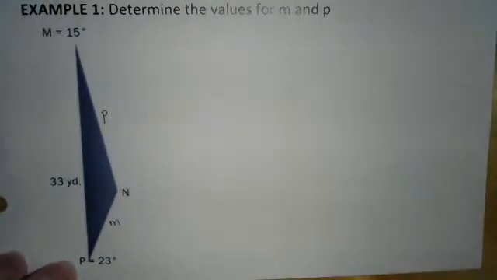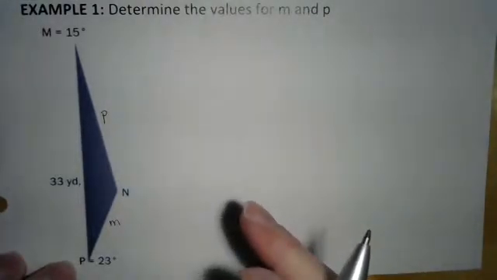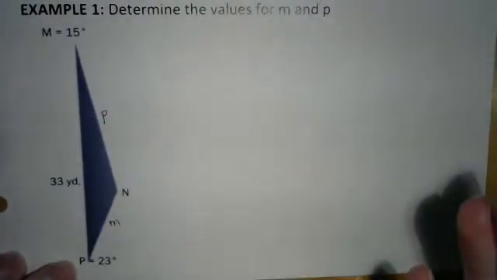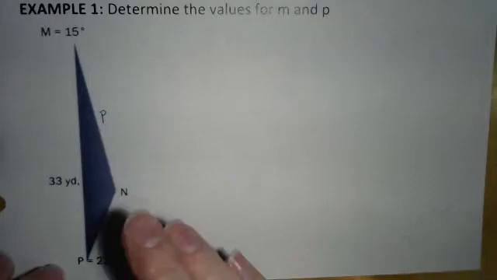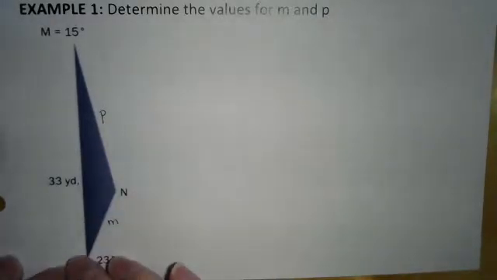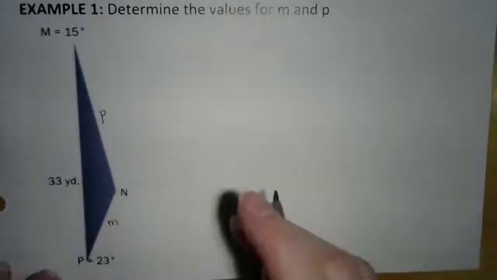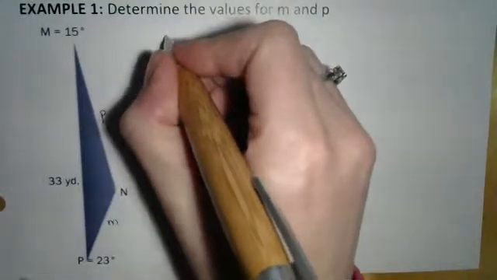There's an easy way that I like to keep track of what I know and what I don't know. Taking a look at the diagram, we know that this is an obtuse triangle.